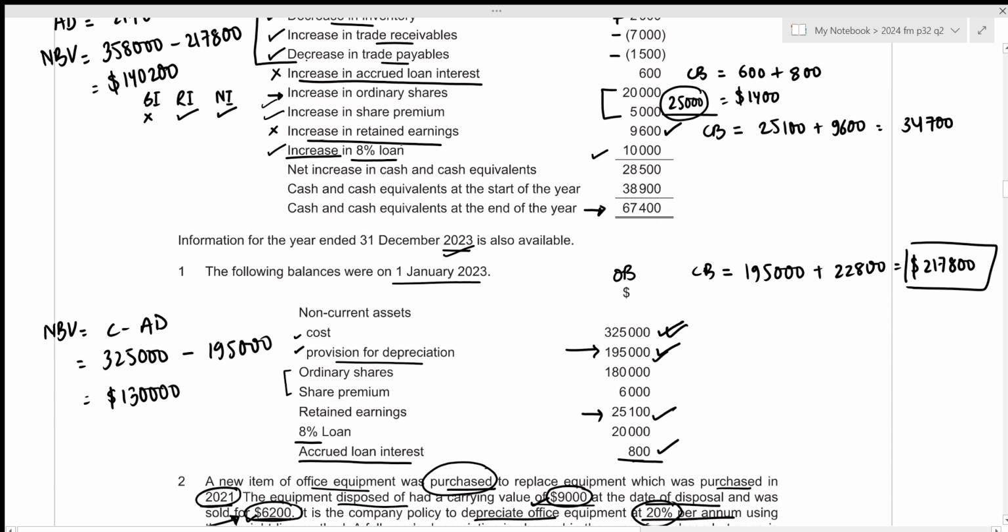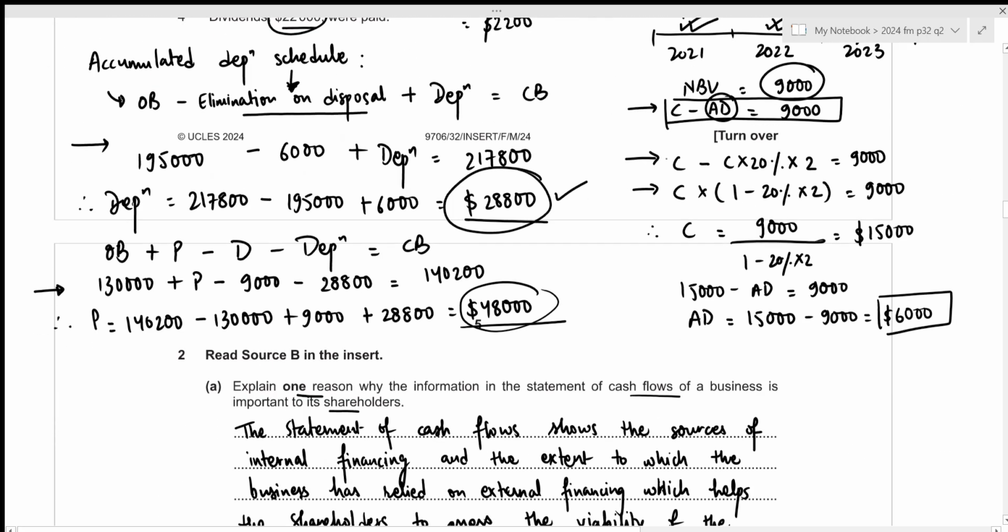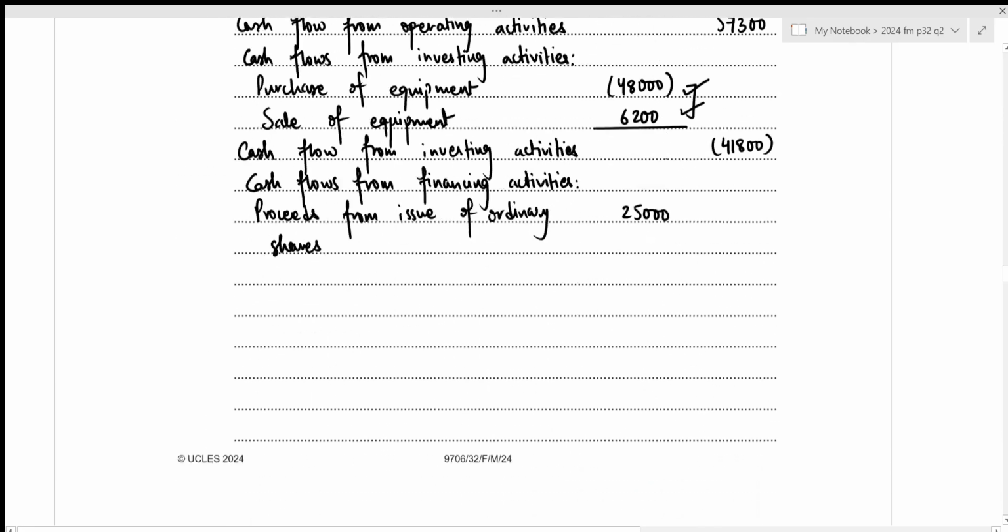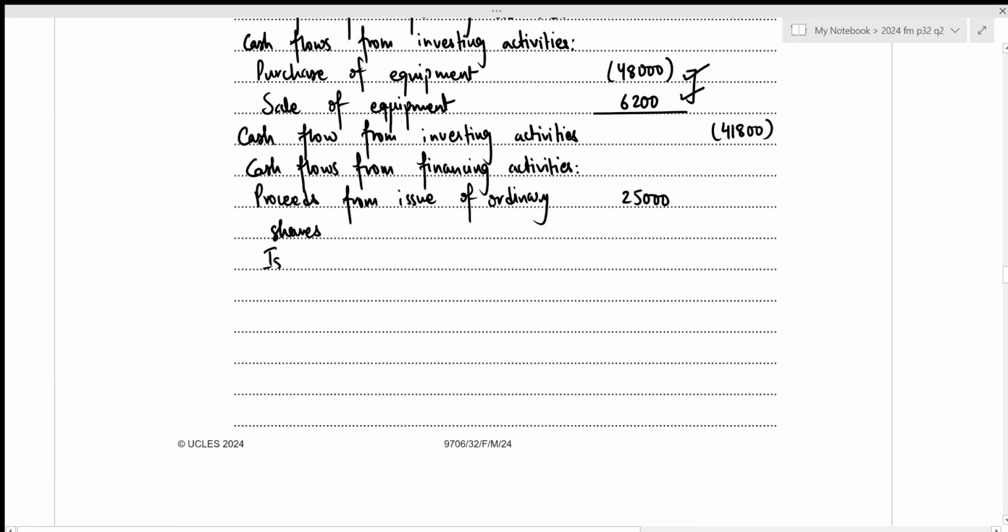Then we also have an increase in 8% loan, which means that this was additional issue of 8% loan. And the company again received additional 10,000. So this will be another cash inflow. Let's write it down. This is issue of 8% loan of 10,000.